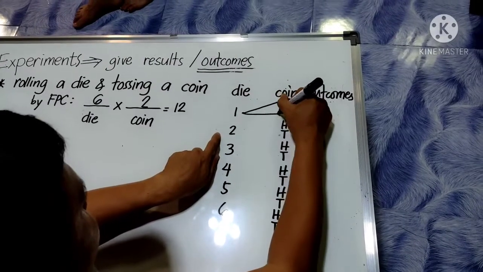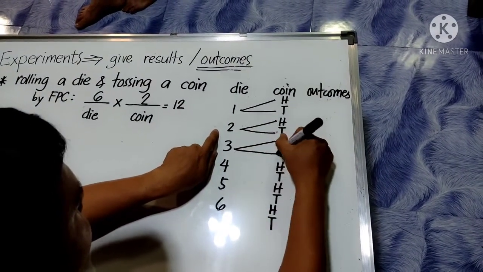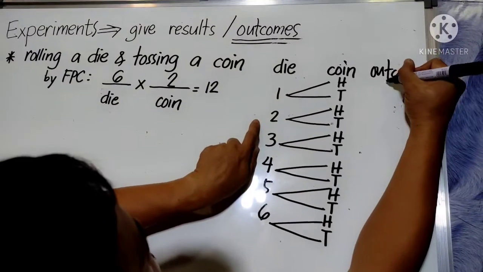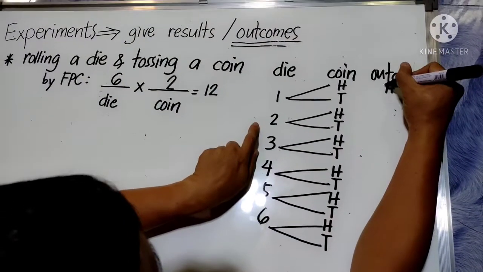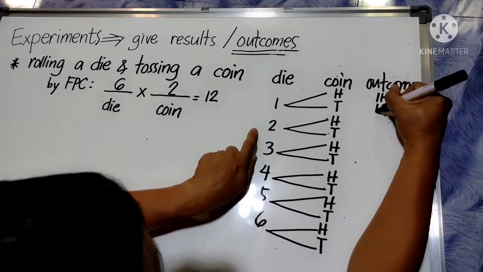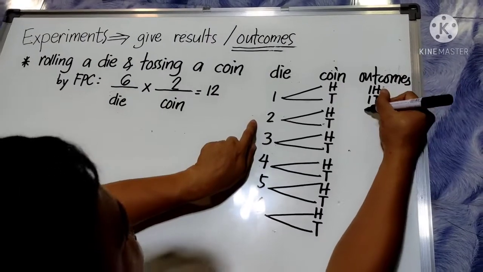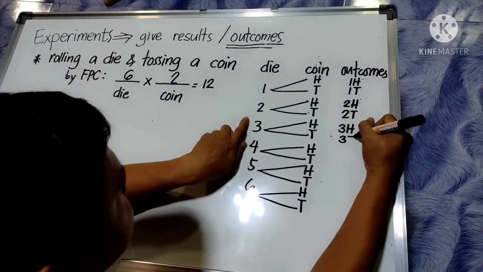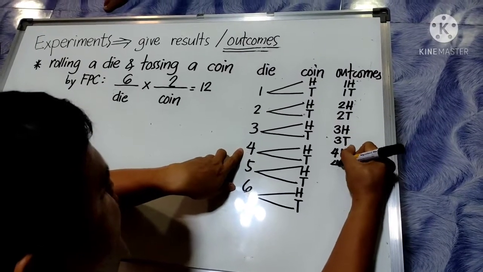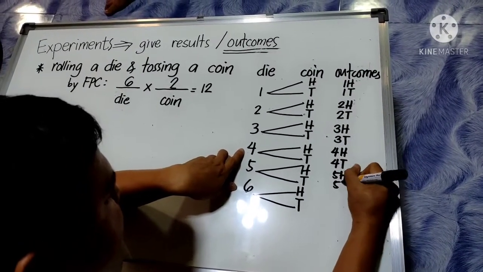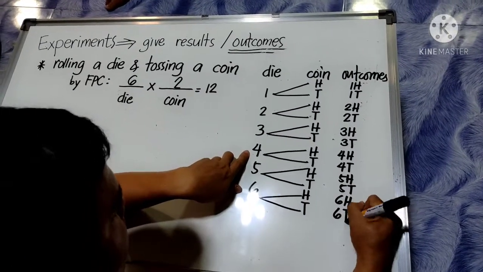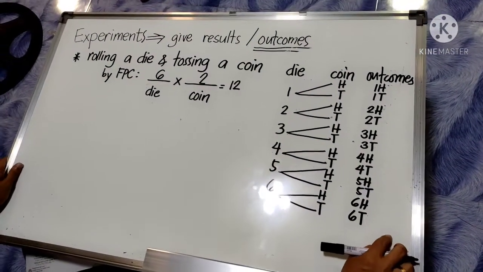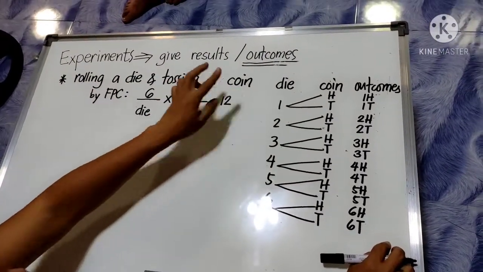So what are the possible outcomes? The possible outcomes are 1H or H1. You can have that. 1H, then 1T, or you can have H1, T1, then 2H, 2T, then 3H, 3T, 4H, 4T, 5H, 5T, then 6H, 6T. Let us count. 1, 2, 3, 4, 5, 6, 7, 8, 9, 10, 11, 12. So there are 12 possible outcomes when you roll a die and you toss a coin simultaneously.